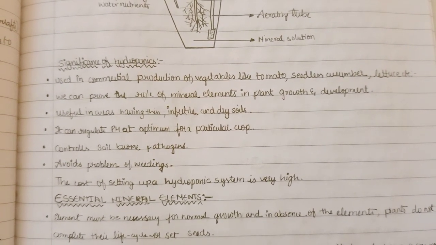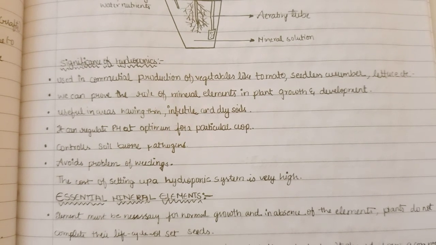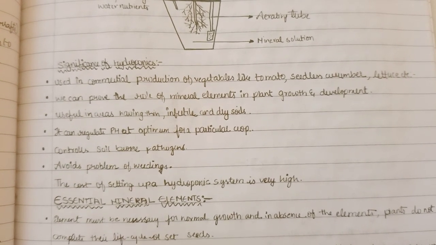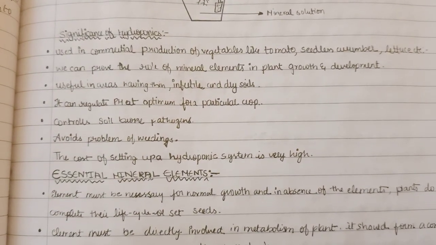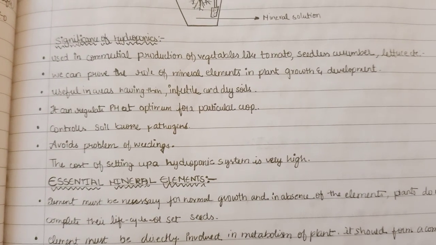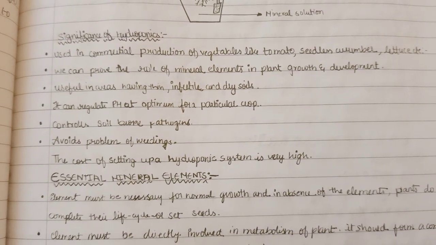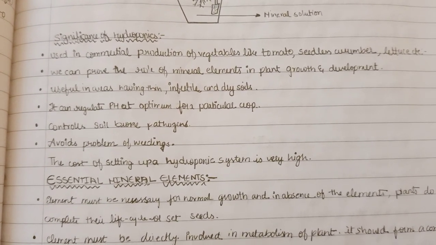Useful in areas having thin, infertile and dry soils. It can regulate pH at optimum for a particular crop, and it controls soil-borne pathogens and avoids the problem of weeding. But the cost of setting up a hydroponic system is very high.